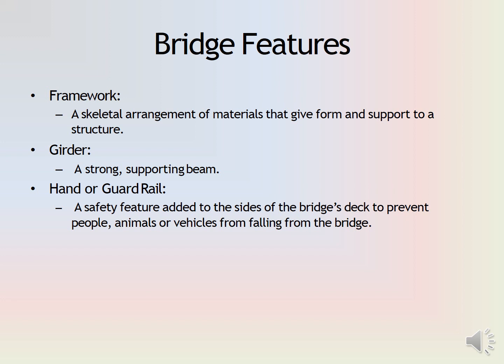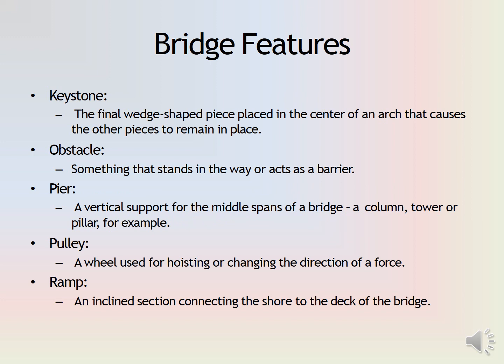Hand or guardrail, a safety feature added to the sides of the bridge deck to prevent people, animals or vehicles from falling from the bridge. Keystone, a final wedge-shaped piece placed in the center of an arch that causes the other pieces to remain in place. Obstacle, something that stands in the way or acts as a barrier.